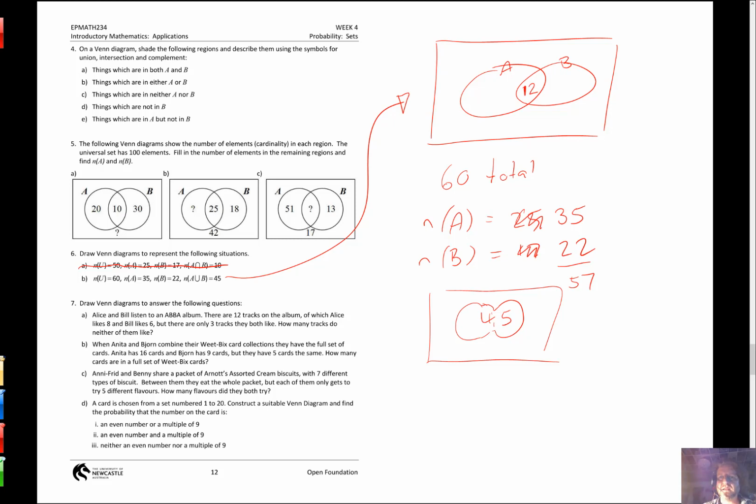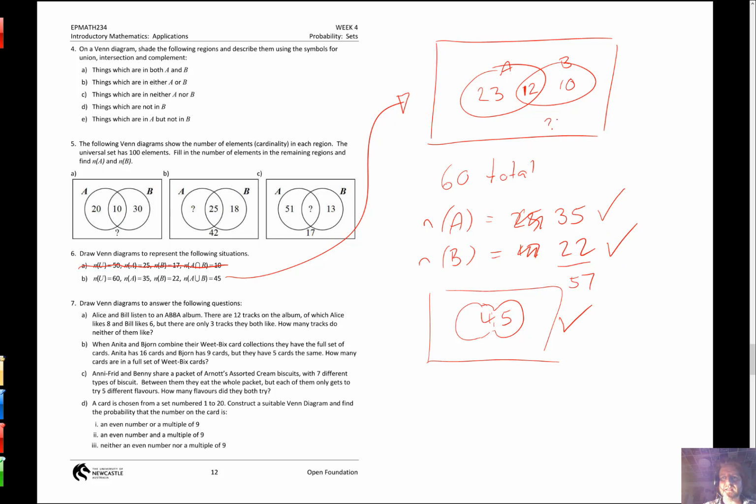The overlap. So, if there's meant to be 35 in A, 35 minus 12, well, that's 23. Yep, there's 35 in A. There's meant to be 22 in B, 22 minus 12 is 10. So now there is 22 in B. Now, 23 plus 12 plus 10 is 45. We've satisfied that condition. We've satisfied everything.